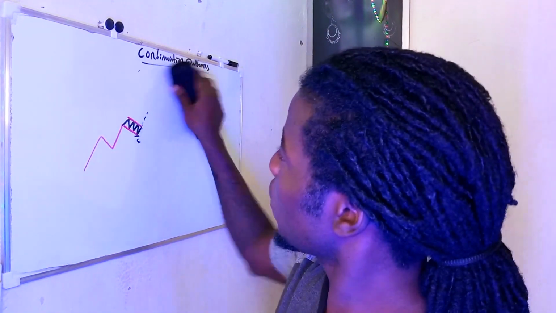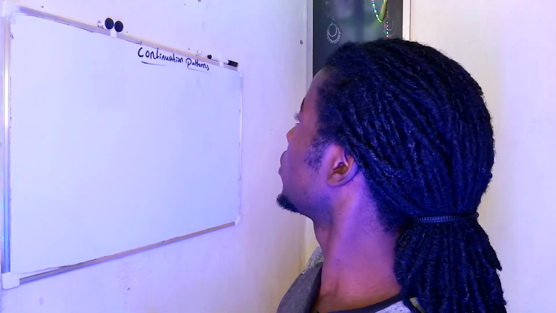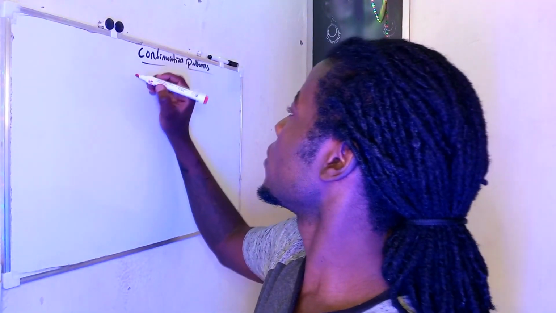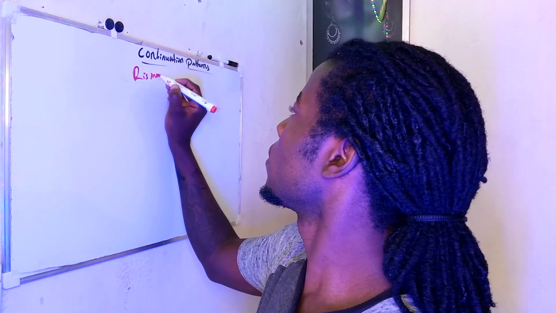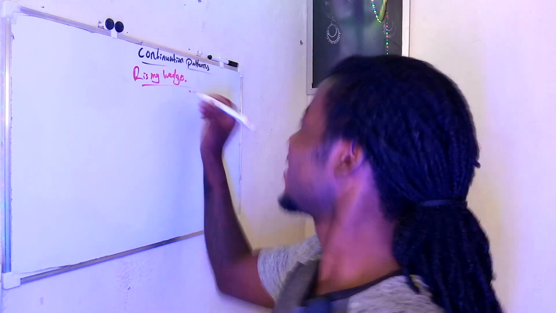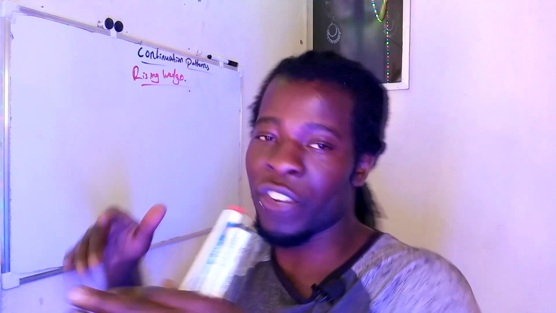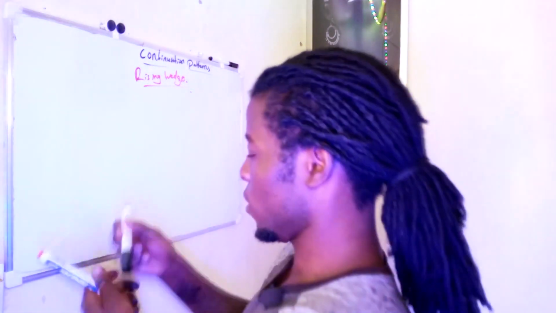Now we want to talk about the opposite. We have a rising wedge, the opposite of a falling wedge. A rising wedge is a continuation pattern of the bearish market movement, like the falling wedge was a continuation pattern of the bullish movement. So this is just the opposite. This is what I'm talking about.